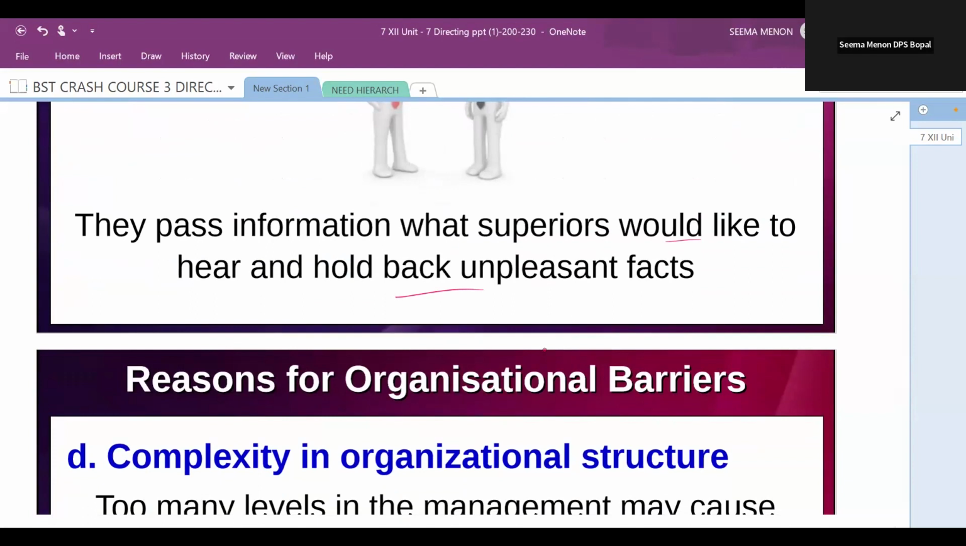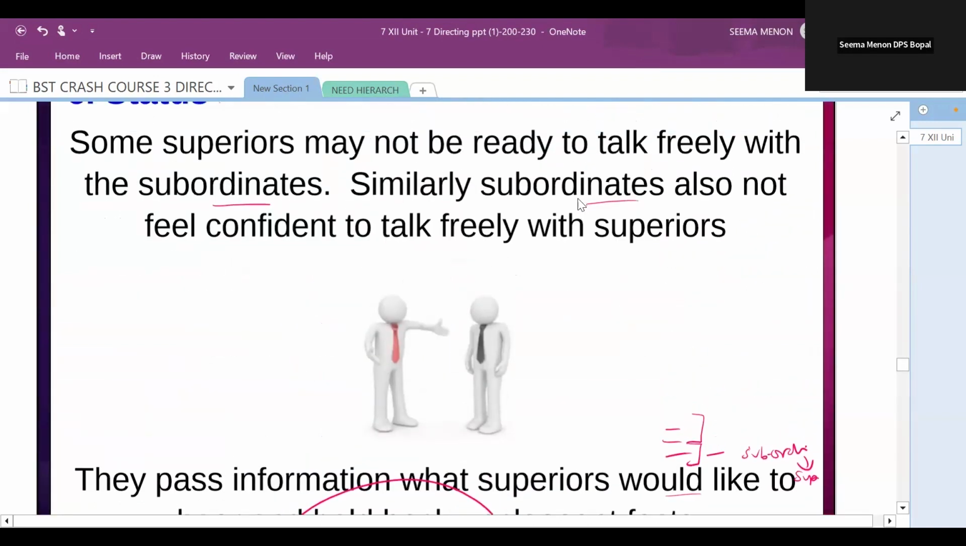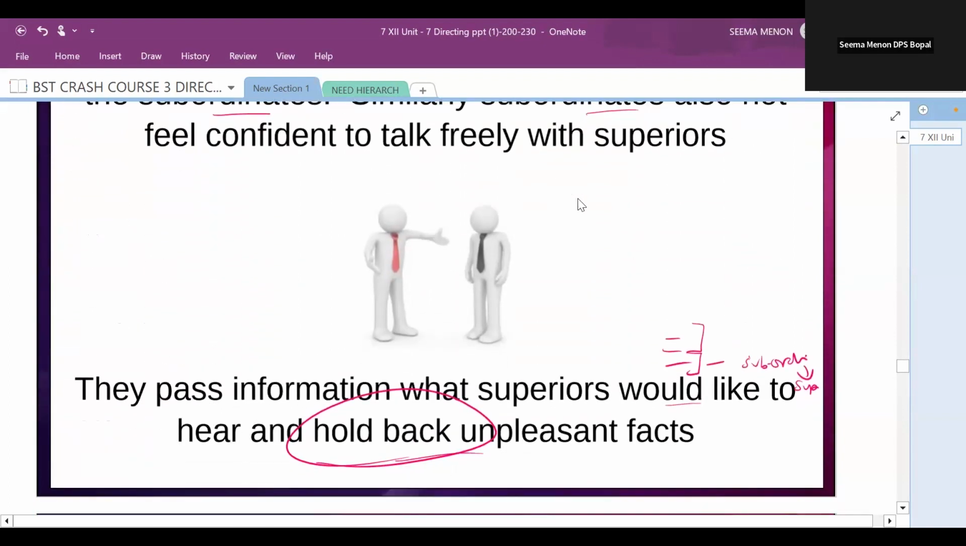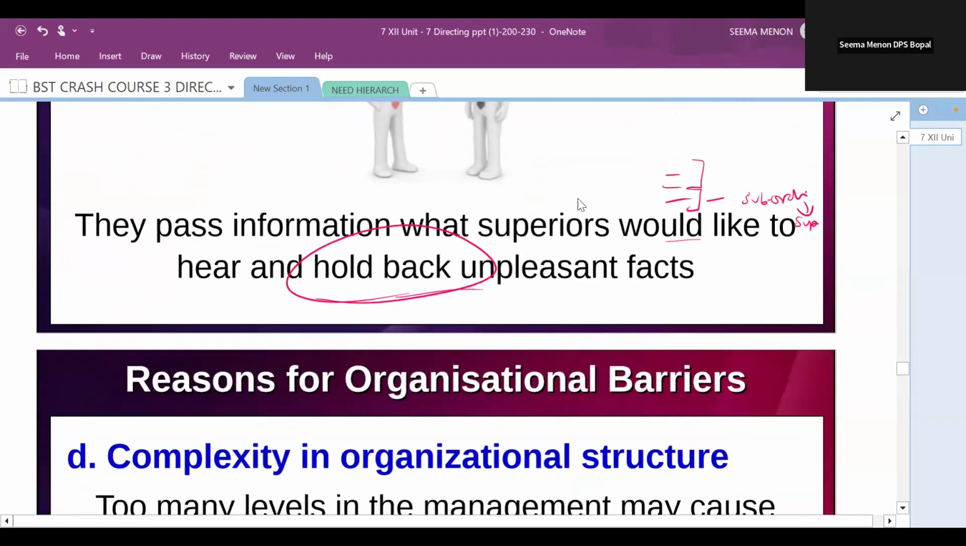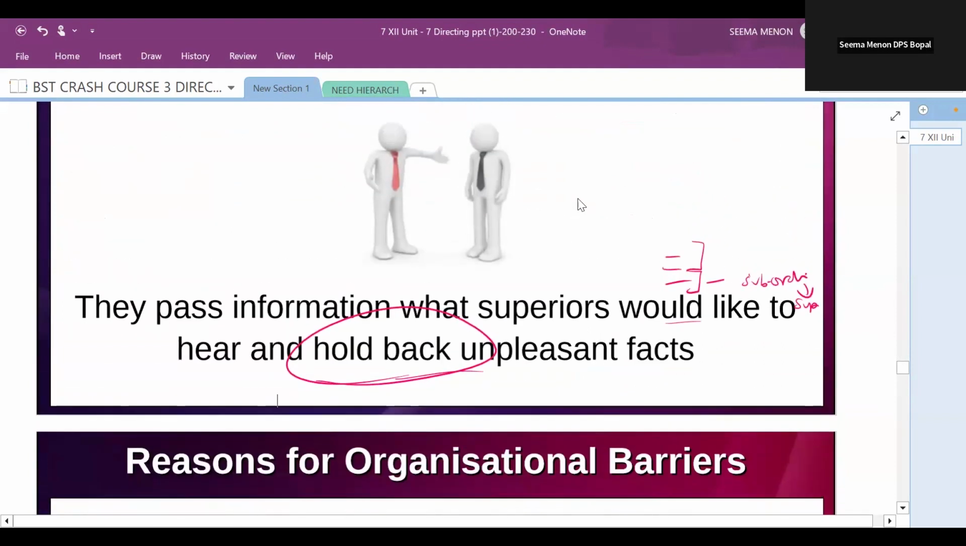So sometimes what will happen? If there are 3 messages and 2 are very positive, the subordinate will not pass on the negative message to the superior because they know. For example, there is a sudden loss or sudden shutdown of the machine due to a fault or mistake by a worker. Then the worker is so scared. He knows that this is not a pleasant thing. Definitely my superior won't like it. So what will he do? He will hold back such information because of distrust, because of status, because he has that fear that my superior will be scolding me. Because of this type of issue, there can be a communication barrier in the organization.